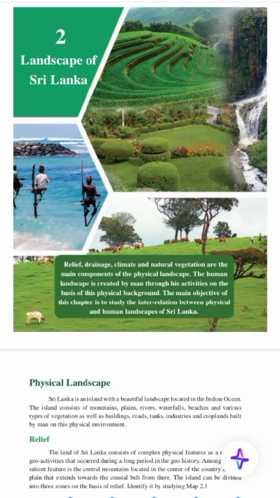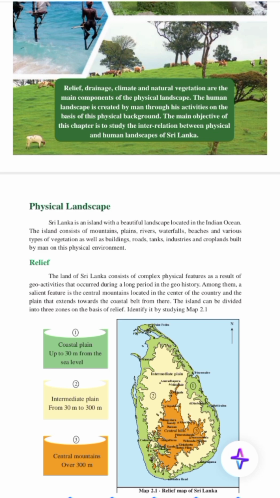If we take the coastal belt, our country is an island, no? So it's covered with a long coastal belt, right? Now the people who are living in the coastal belt, most of them are engaging in the fishing industry and tourism industry. So those kinds of activities are related to the coastal environment. The human landscape is created based on the physical environment. Understood? So here we can see an interrelationship.